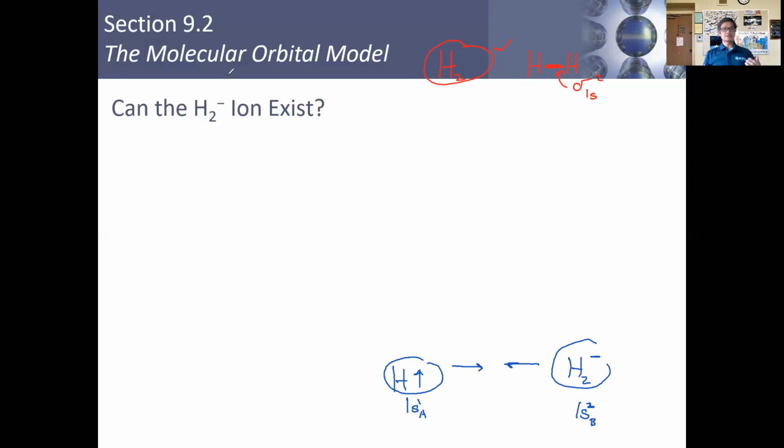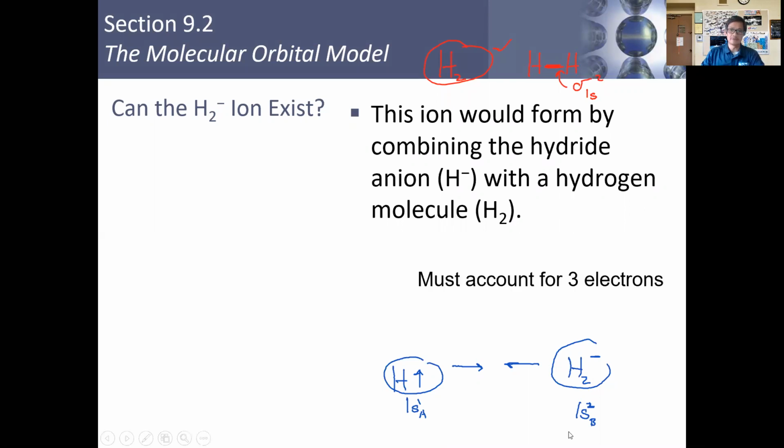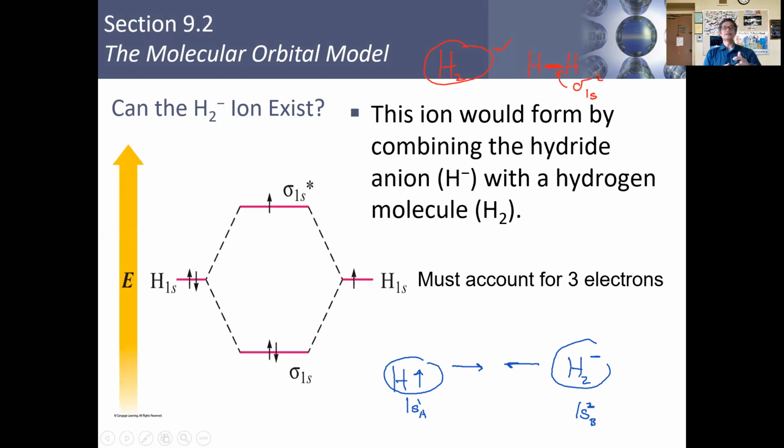Let's go ahead and lay out the energetics for this and see what happens. Basically we'll be combining together three electrons, so we have to account for all three when they get together. And so when we look at the energy diagram here, let's see if that holds true.